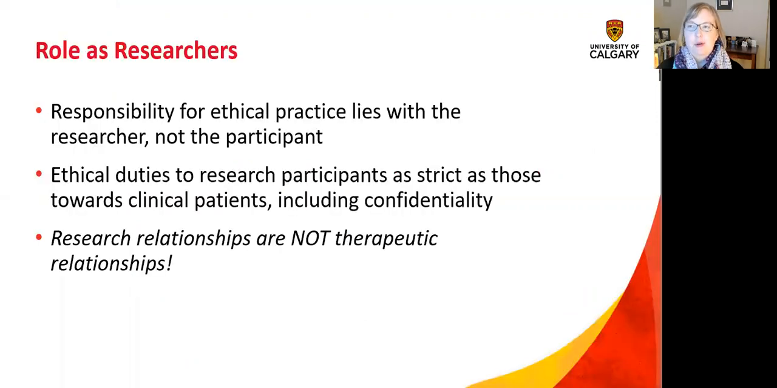So it's important to remember that the person who's responsible for ethical practice is the researcher, not the participant. At all times, a researcher is responsible for their own study and their own practice. That can mean that you're responsible for everybody who's working on the project. It can also mean you're responsible for a small corner of maybe a large study. But it is always your responsibility to advocate for ethics.